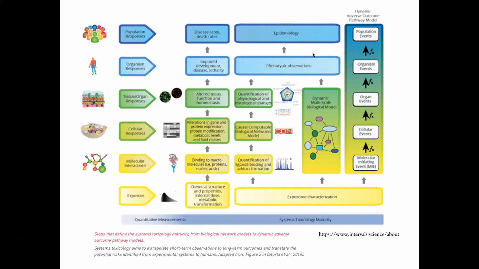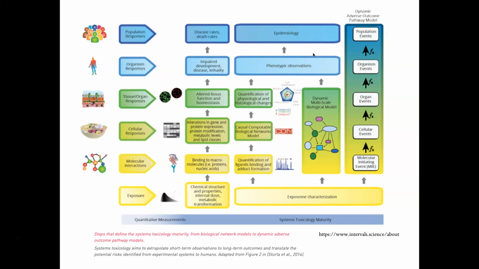All right, we are moving on to our last chapter, chapter 46, on toxicology and poisoning. And I realize that this is a very busy slide. It's very hard to see, very hard to read. What I want to point out to you is that to get to a systems toxicology, there are multiple things that are involved. They include population responses, organism responses, tissue organ responses, cellular responses, molecular interactions, and exposure.